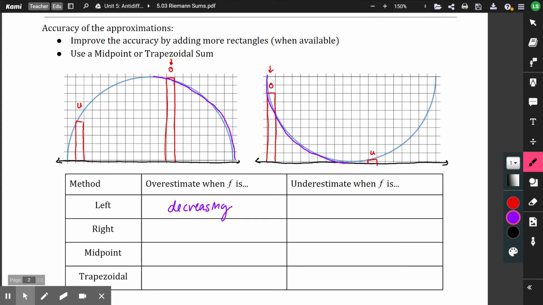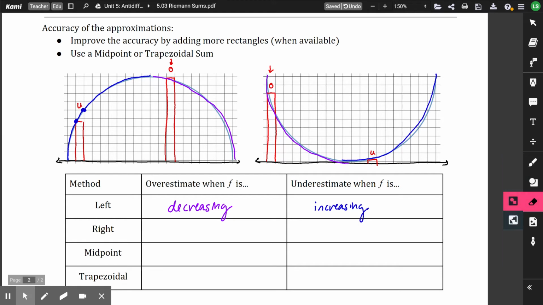In a similar way, we're going to get an underestimate anytime f is increasing. So if we look here at our function, it's increasing along this portion, and again, we're increasing along this portion, and we have an underestimate in both cases. So when our function f is increasing, our left Riemann sum will end up being an underestimate. And again, think about what that means. The value on the left-hand side will be smaller than the value on the right-hand side, and so the rectangle will end up underestimating the total area under that curve.